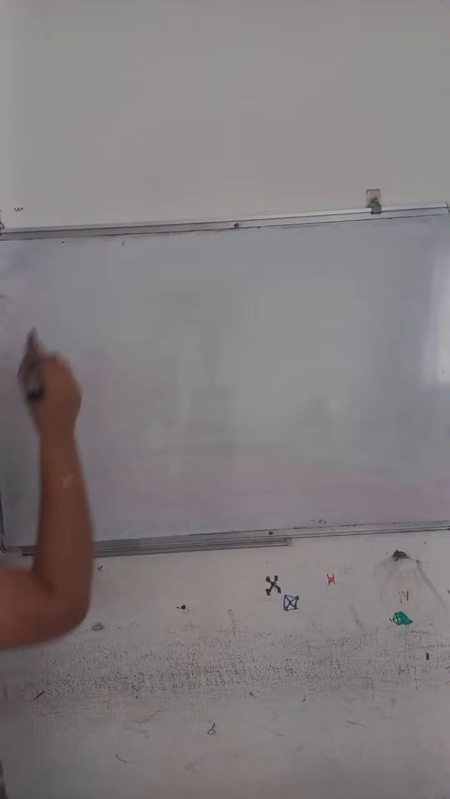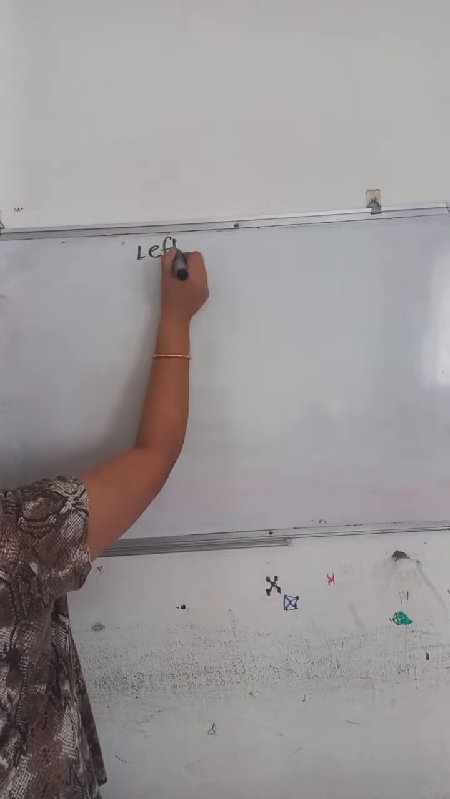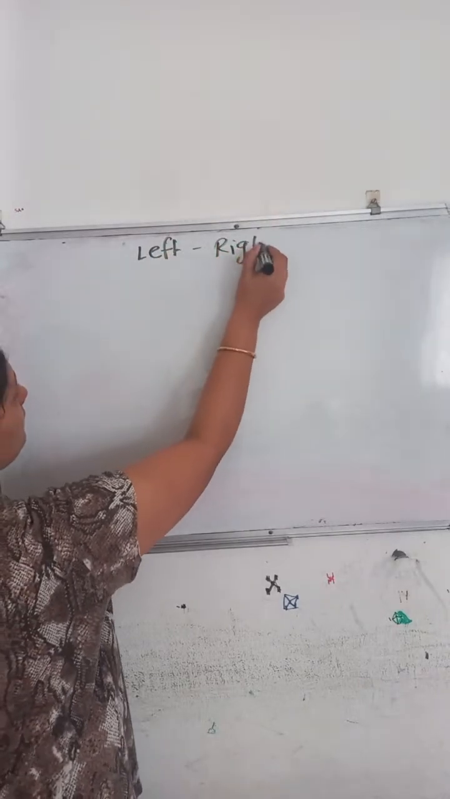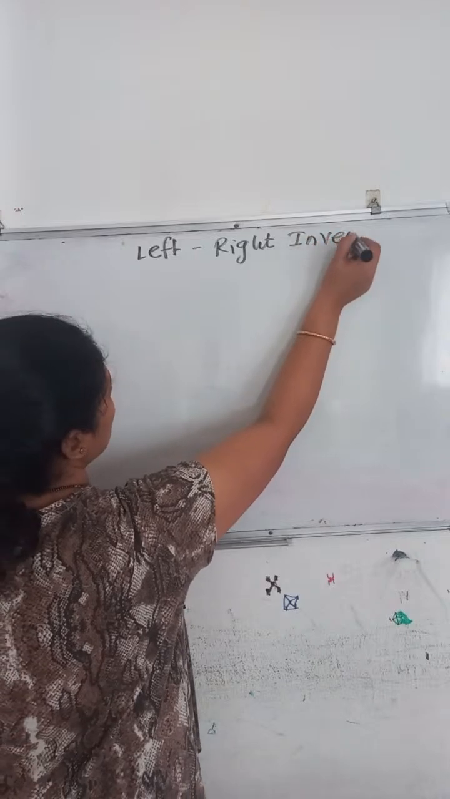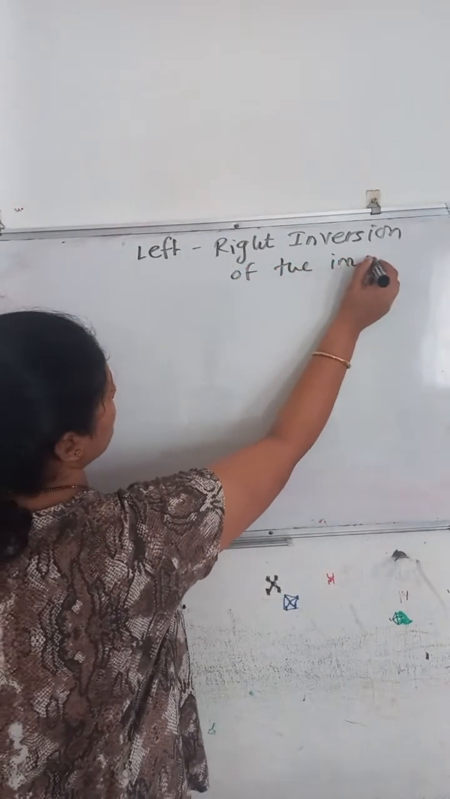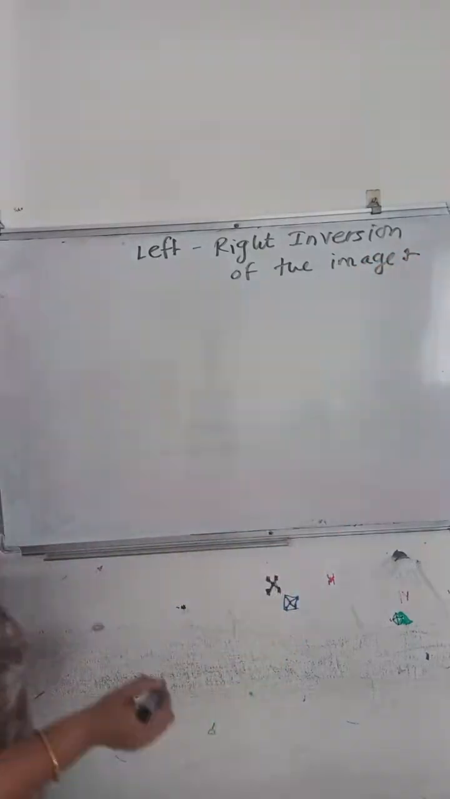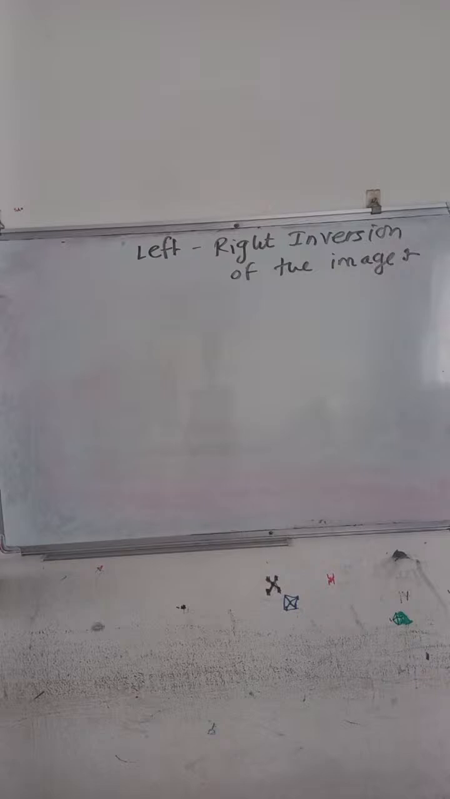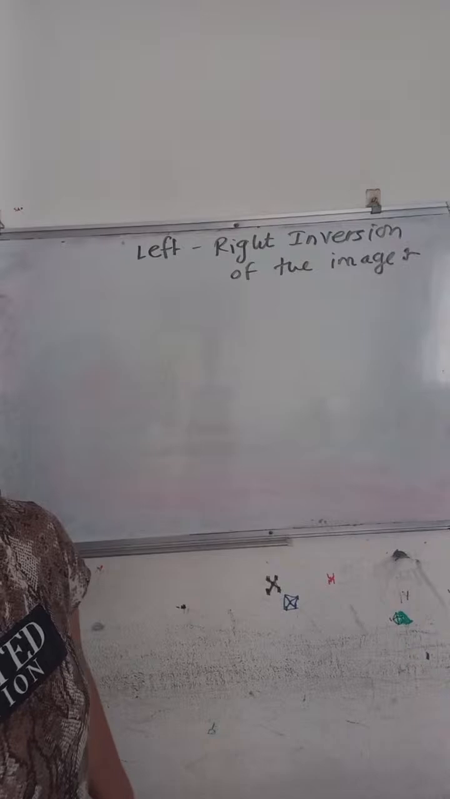So now next, write down the heading: left right inversion of the object, or of the image. Left right inversion of the image. So what is left and right inversion of the image? Whatever image is formed by the mirror is always left right inverted.